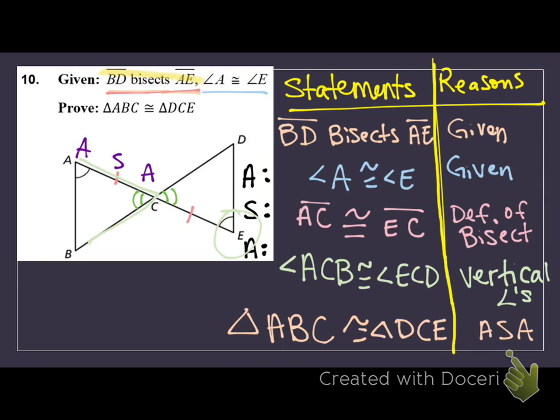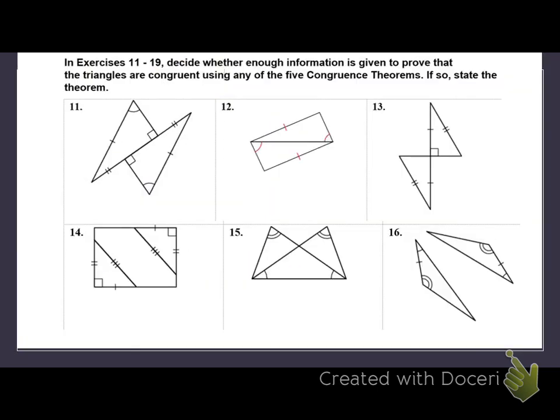So again, you do have 2 of these on your quiz today. We're going to do another one just as practice. And it's on the back. We'll do these first. Decide whether there's enough information to prove the triangles are congruent by one of the 5 theorems. If so, state the theorem.